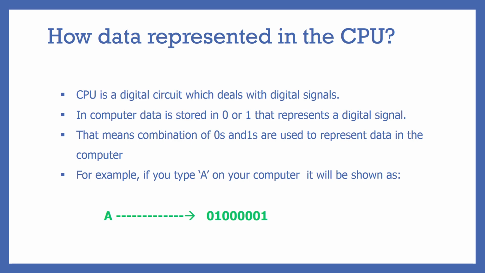For example, if you want to type capital A, it will be shown to the computer or the CPU as 01000001. So the computer never knows what is capital A. It only knows that if there is a code, a series of bits, 01000001, then it has to display this letter.